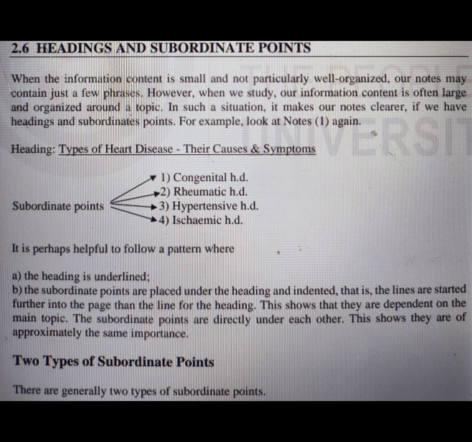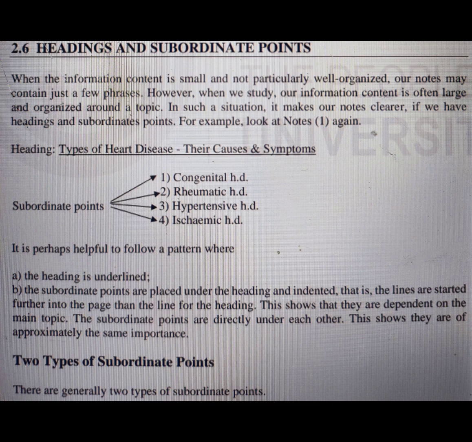Headings and subordinate points. When the information content is small and not particularly well organized, our notes may contain just a few phrases. However, when we study, our information content is often large and organized around a topic. In such a situation, it makes our notes clearer if we have headings and subordinate points. For example, look at notes 1 again.